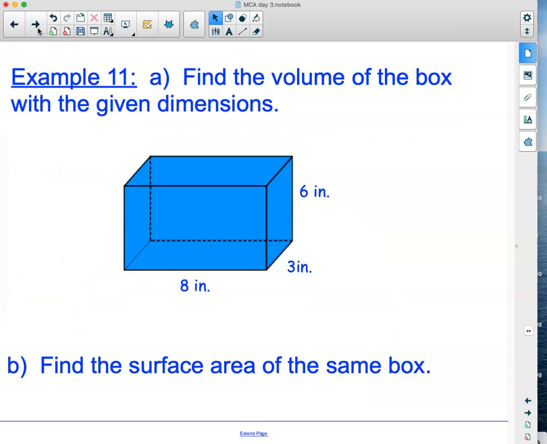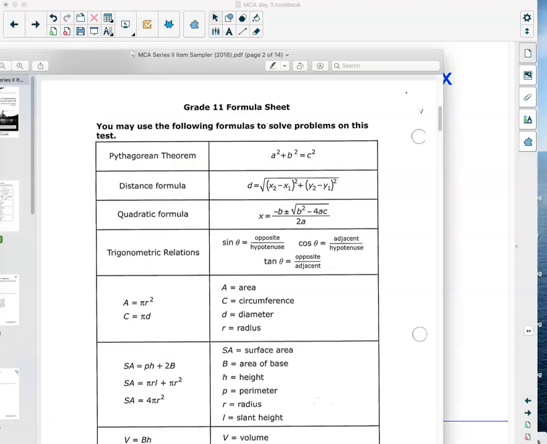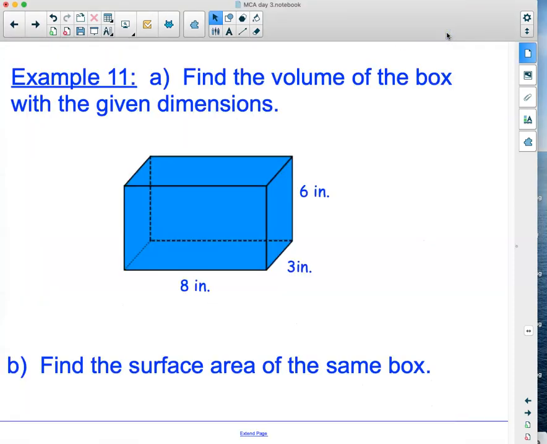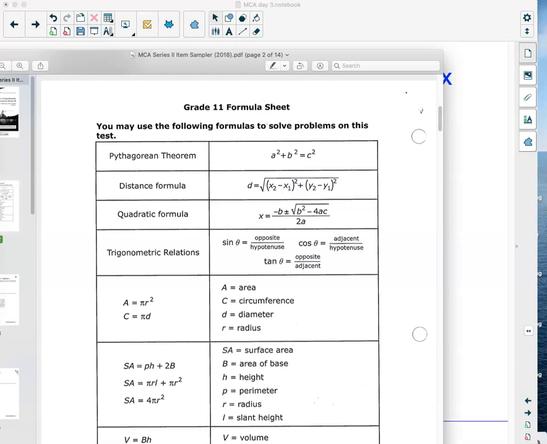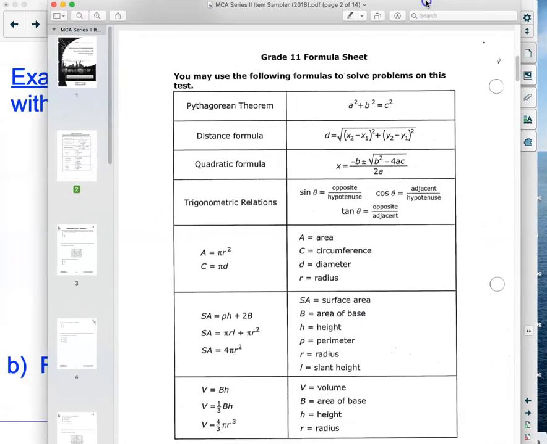Here's another one. Not intended to be difficult. Don't forget that there's a formula sheet or a formula tab that you can open up. Find the volume of the box with the given dimensions. So if you did forget the formula, you come in here and, whoops, bring it back to me. There we go.